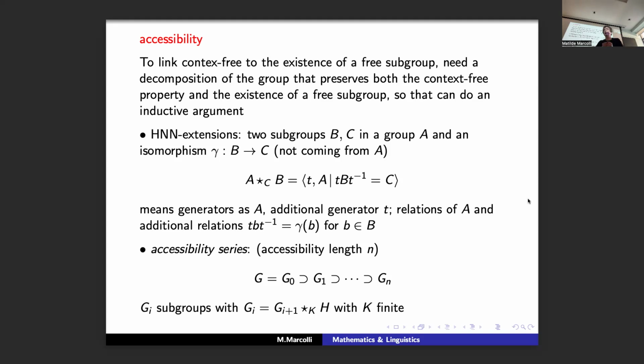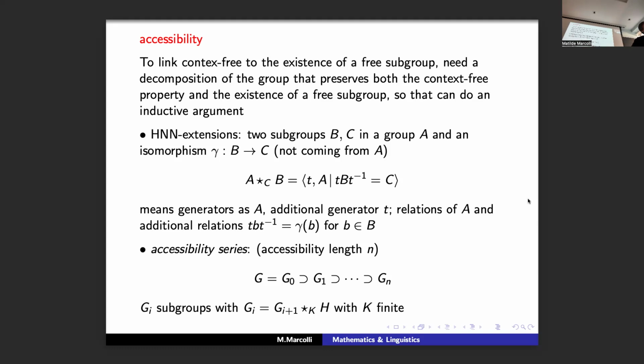So the way that one does this is you have to find some decomposition of groups. There is a famous kind of decomposition of groups, called the HNN extensions, where you have two subgroups inside the bigger group, and an isomorphism between them that's not coming from the larger group. So you have a larger group that can be decomposed in this way, where you add a generator that conjugates the other group. It means that you can use the generators of a certain subgroup A and an additional generator, and the relations are just the ones that are coming from these other subgroups. So it basically allows you to decompose the group into a part that uses generators and a part that you use as relations.